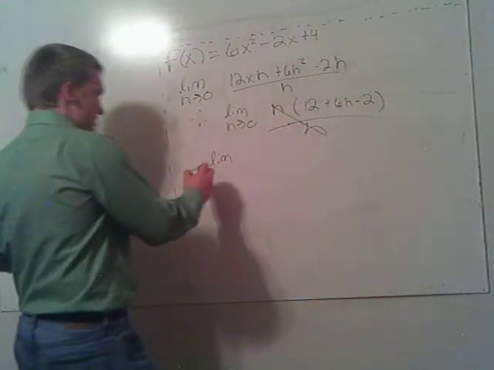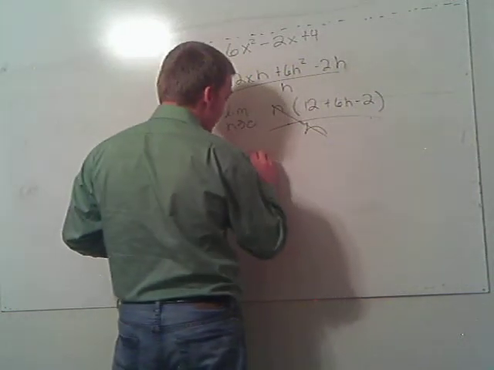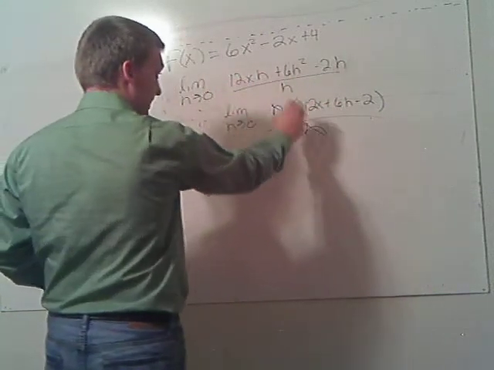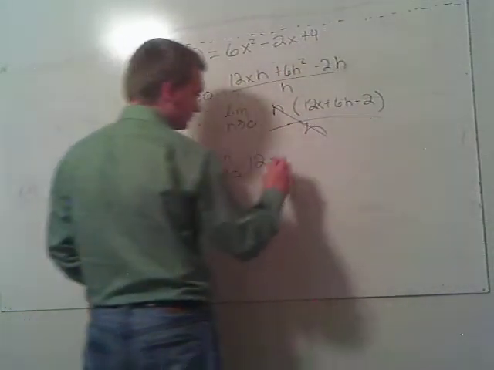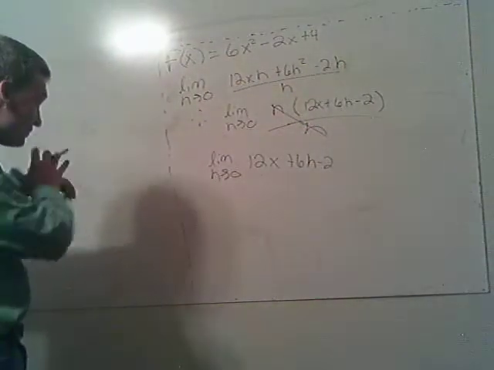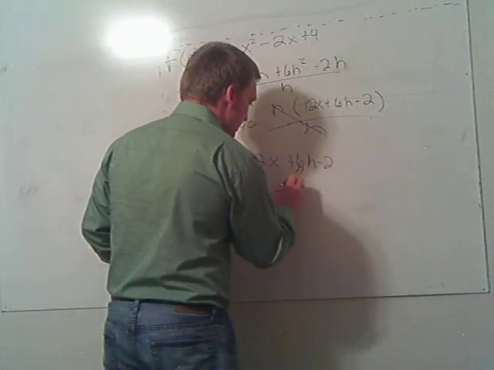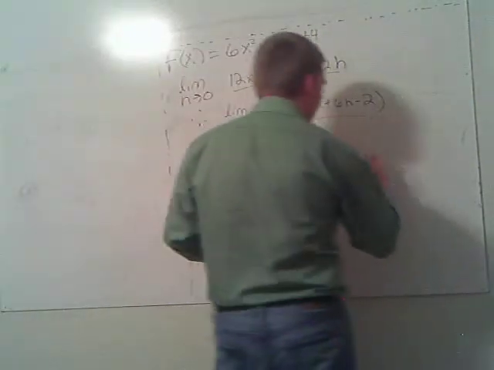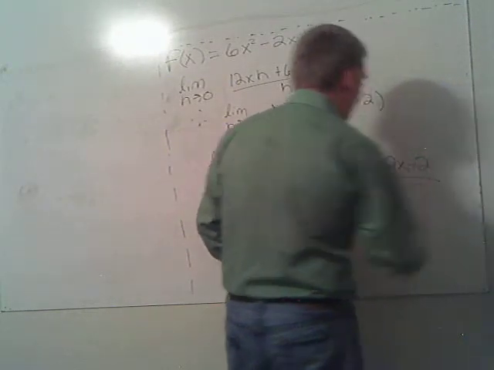So now we're getting to the point where h still approaches 0, and what you have is 12. I believe this is x, actually. Yes, that's x. 12x plus 6h minus 2. And then you plug that h in and see what you get. As you plug this h in, that'll go to 0, because 6 times 0 is 0. So what you get, consequently, is 12x minus 2. And that's correct.